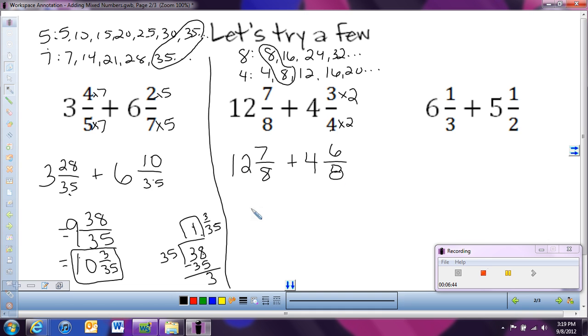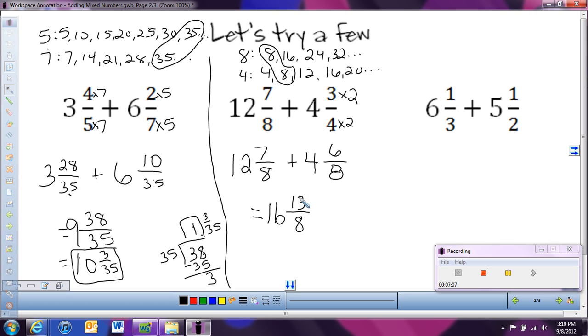Step 2 says add your fractions together. So we have 7/8 plus 6/8. Our denominator will stay the same, and 7 plus 6 is 13. Step 3 says add our whole numbers together. 12 plus 4, which is 16. And lastly, step 4 says simplify if you need to.